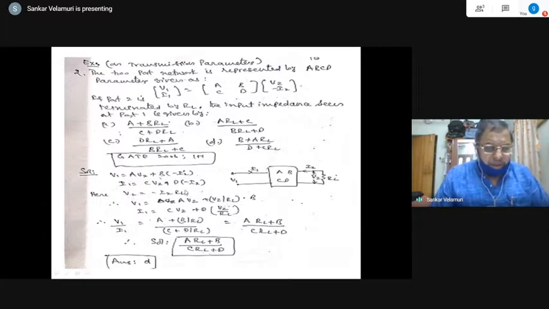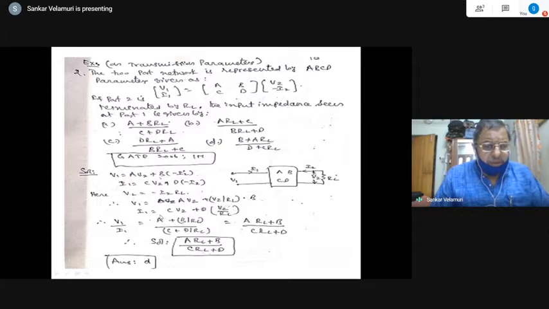Several questions have been asked on this, but you have to be careful about what we are talking about, what measurement we are making, or what voltage you are considering across what points. So here V2 is equal to minus I2 into RL. Therefore V1 is equal to A into V2 plus B into minus I2, which means V2 by RL. Similarly I1 is equal to C into V2 plus D into minus I2, which is V2 by RL.